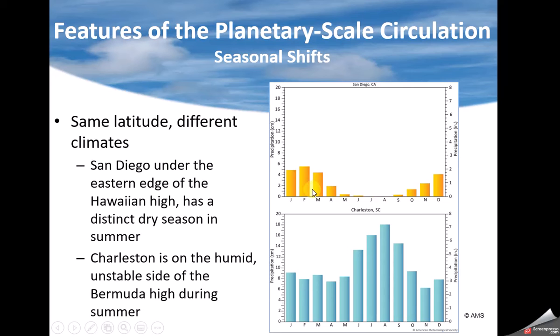More in the wintertime when the high shifts a little bit to the south, allowing some storms maybe to come in. However, Charleston, South Carolina, which would be on the west side, is more unstable. Lots of moisture being brought up from the tropics, so they get the heavier rain in the summertime, but they get rain all seasons long there.